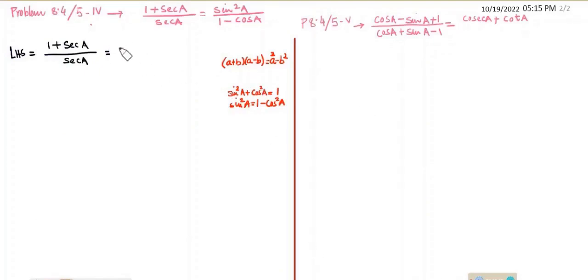Here we have to prove that 1 plus sec a divided by sec a is equal to sin square a divided by 1 minus cos a. We can write left hand side as 1 by sec a plus sec a by sec a. The reciprocal of sec a is cos a and the division of sec a by sec a is 1. So we get cos a plus 1.